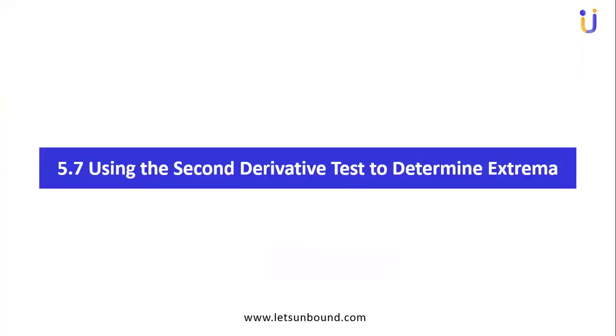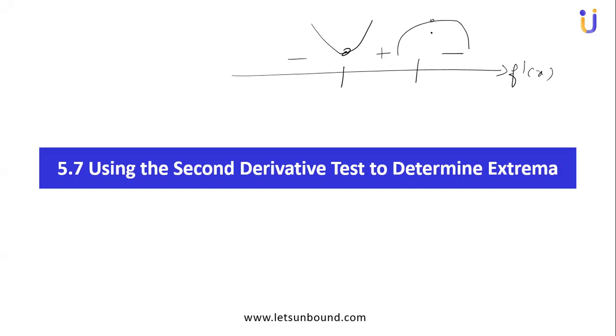And the 7th subunit, using the second derivative test to determine extrema. Actually, to determine extrema, we use the first derivative test, right? Let me recall it to you. You will draw the sign chart of f dash of x. And if you've got something like this, negative to positive, it's a minimum, positive to negative, it's a maximum.